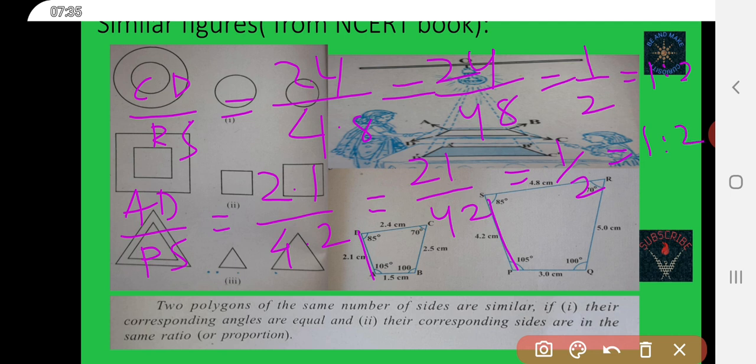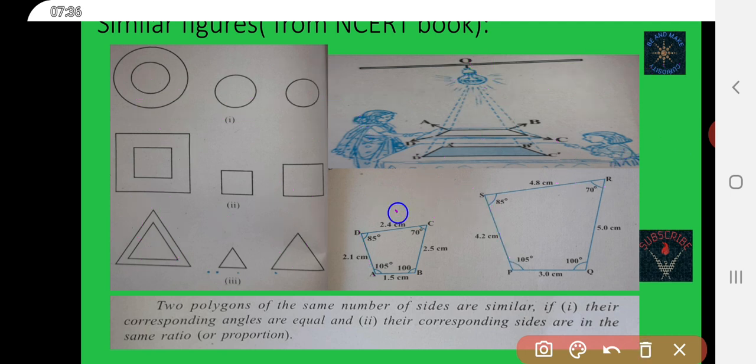So here you see the ratios of the corresponding sides are equal. That means their corresponding sides are proportional. So, the two quadrilaterals are similar.